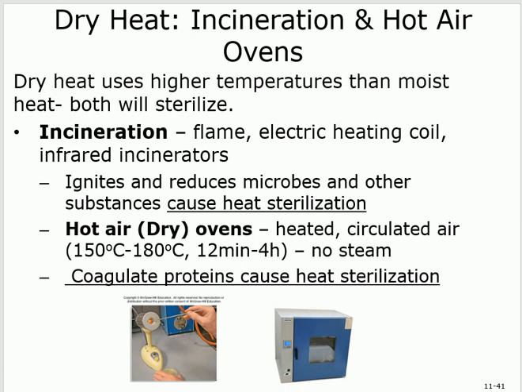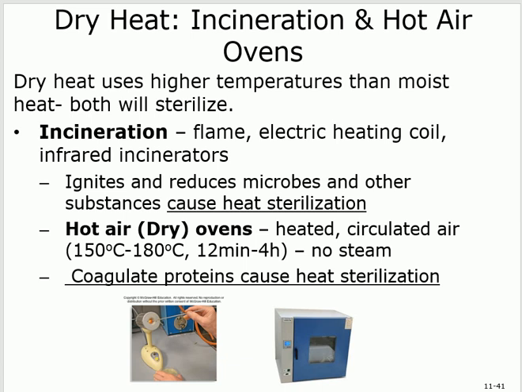If you're using the oven, can you sterilize using the oven? Yes, but you have to go to 150 to 180. This is how high you need to go in order to sterilize. And how does it work? You work on proteins, denaturation. Protein denaturation. Okay? Coagulation means denaturation. It's the same thing, coagulation. So this is the heat sterilization. Okay?